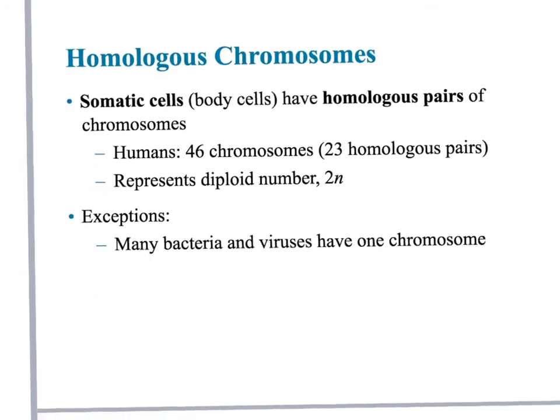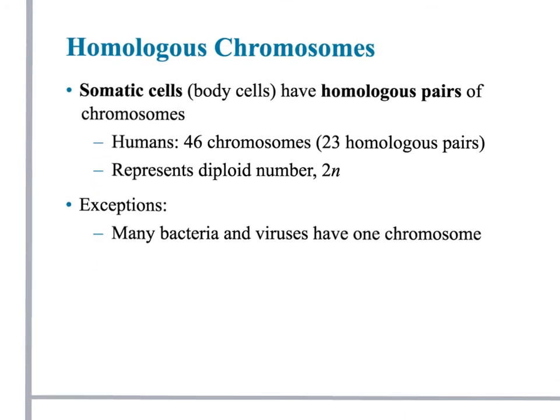So homologous chromosomes, the somatic cells are your body cells. They're not the sex cells. So somatic cells are your muscle cells and liver cells, bone cells, pretty much every cell except the sex cells. And the somatic cells are homologous pairs of chromosomes. So we have 46 chromosomes total, which means we have 23 homologous pairs. So that's our diploid number, our 2n.